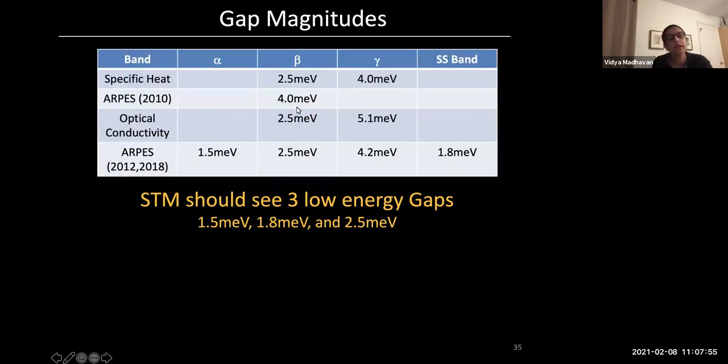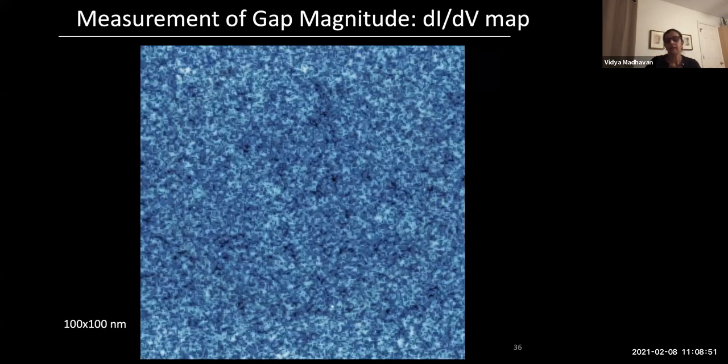So if you do a survey of the literature and you figure out all the gaps that people have observed, then this is what you come up with. So from specific heat, angle resolved photoemission, optical conductivity, and so on, you have these gap values. For the two hole bands, the consensus is, this is an outlier, the consensus is that they have a gap of 1.5 and 2.5 meV. And the electron band has a much larger gap. And the surface state that I showed you earlier that ARPES has seen, that has a gap of 1.8 meV. So if you leave aside this gamma band gap, which is much larger, what we should see with STM is 3 low energy gaps, one at 1.5, one at 1.8, which would be the surface state, and one at 2.5 meV. So how do we figure out what gaps we are seeing?